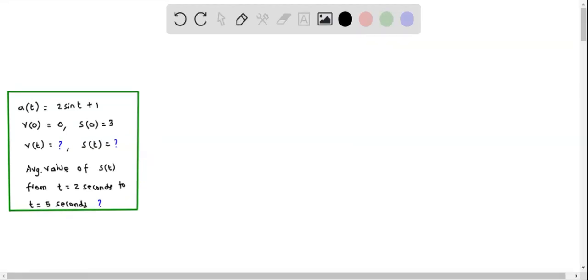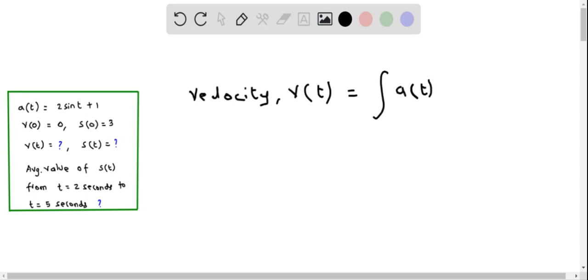Okay, first let's determine the velocity function. We write velocity function, velocity v of t, and this equals the antiderivative of the acceleration function. And so we write down this integral by replacing a of t, which is 2 sine t plus 1 dt.